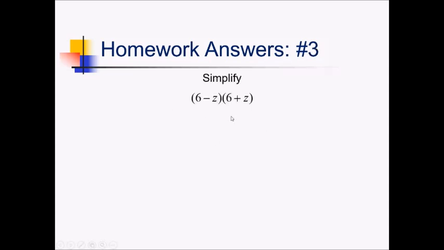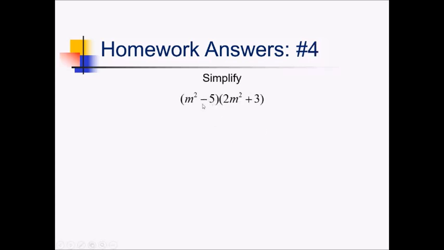For this problem, we have to use the distributive property, also known as FOIL in this situation. So we've got 6 times the second parentheses, and also negative z times the second parentheses. So 6 times 6, that's 36. 6 times positive z is positive 6z. Negative z times 6, that's negative 6z. And negative z times positive z is negative z squared. 6z minus 6z, those actually cancel out, so we're just left with 36 minus z squared.